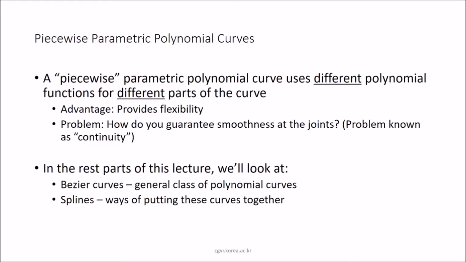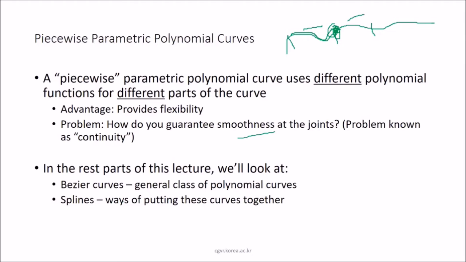Then we come to piecewise parametric polynomial curves. A piecewise parametric polynomial curve uses different polynomial functions for different parts of the curve. If this is a curve, different parts will use different polynomial functions. The advantage of this is it will provide you flexibility. But the problem is how you are going to guarantee smoothness where the different polynomials are joining, and this is known as the continuity problem.